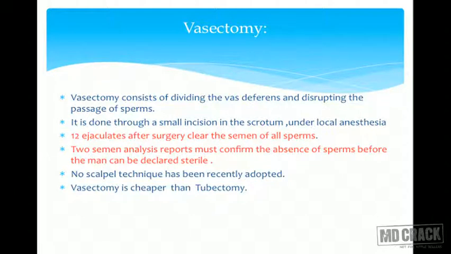The only instruction which has to be given to the patient is that immediately after surgery, the patient doesn't become sterile. It still has some sperms in the pathway or in the conduction system. So 12 ejaculates, minimum 12 ejaculates, he has to use a condom or a barrier contraceptive or some other contraceptive. Again, to assure him, at least 2 semen reports should be showing no sperms. Then only we can say that, okay, he is sterile now.